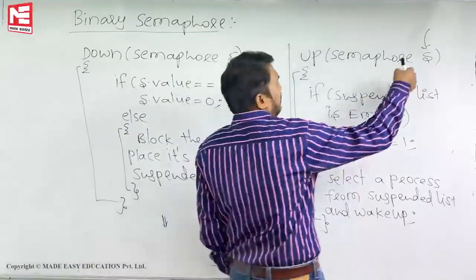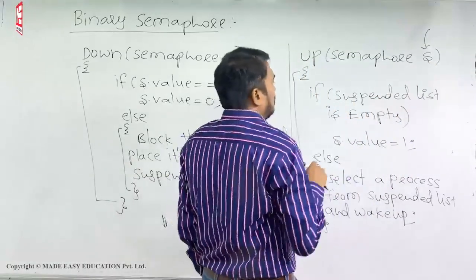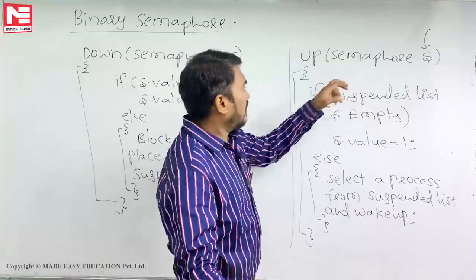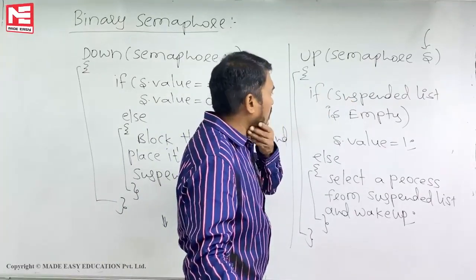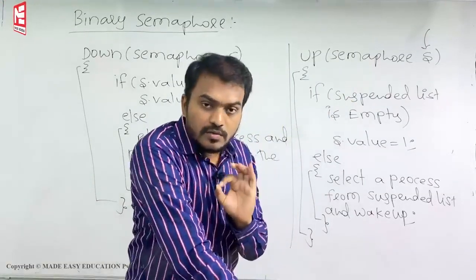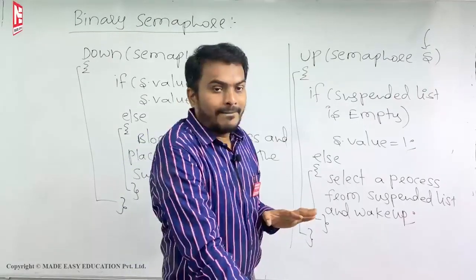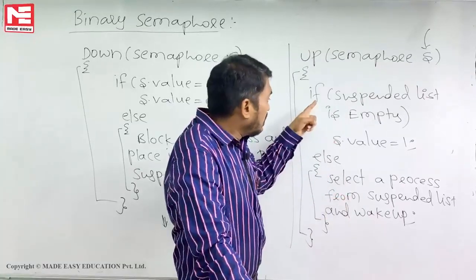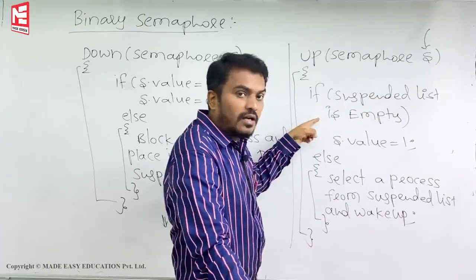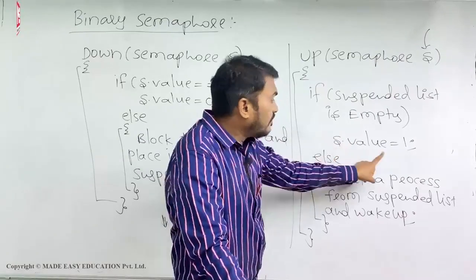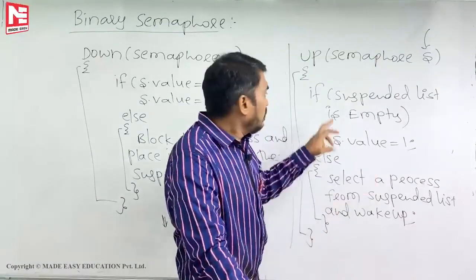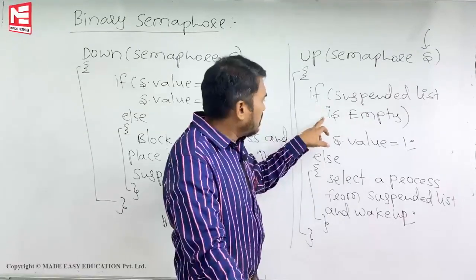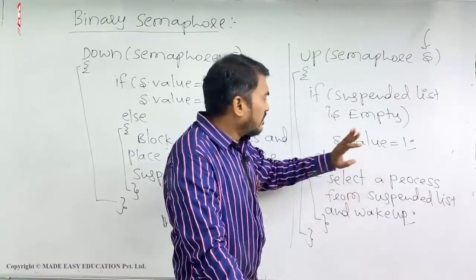After reading the semaphore value, you are checking if the suspended list is empty. What does that mean? There is no suspended process. Suspended list is empty means there is no suspended process. If this condition is true, then only you make the semaphore value 1. So if the suspended list is empty, you make the semaphore value 1. That is fine.